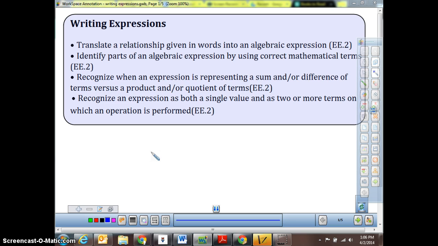So here we go. We're starting off with our standards and our I can statements. Hopefully by the end of this you'll be able to translate a relationship given in words into an algebraic expression. You'll be able to identify parts of an algebraic expression by using correct mathematical terminology. You'll be able to recognize when an expression is representing a sum and or difference of terms versus products and quotients, and recognize an expression as both a single value and as two or more terms on which the operation is performed. So those are our goals to reach throughout today's lesson and this week before our test.